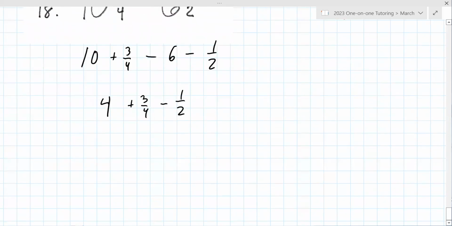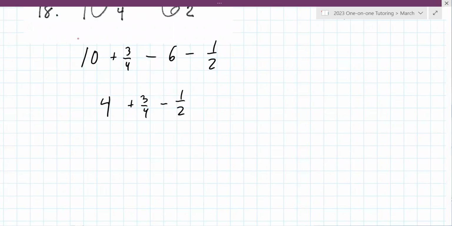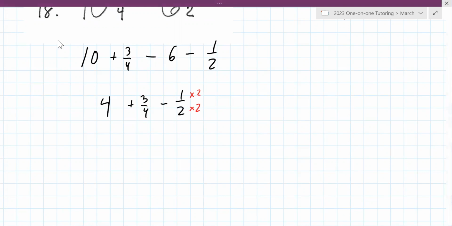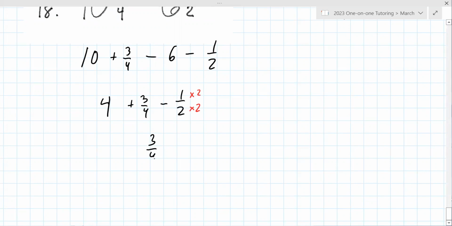So you've got to make a common denominator there on the right. What does that become? That would become 1 over 4. Yep, so 4 and 1/4.